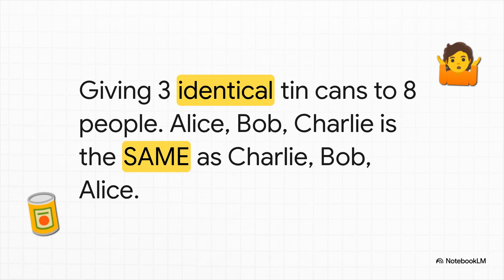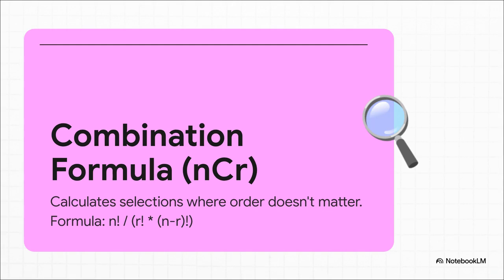But this time, instead of fancy gold, silver, and bronze medals, I'm just giving out 3 identical, boring tin cans. Now, does it matter if I give a can to Alice, then Bob, then Charlie, or if I give one to Charlie, then Bob, then Alice? No. The result is exactly the same. Those 3 people get a tin can. All those different orderings are now just redundant copies of the same group. So the combination formula is just a clever adjustment.